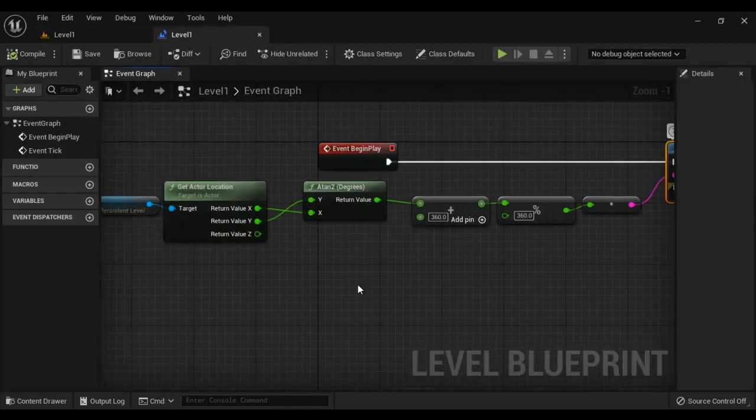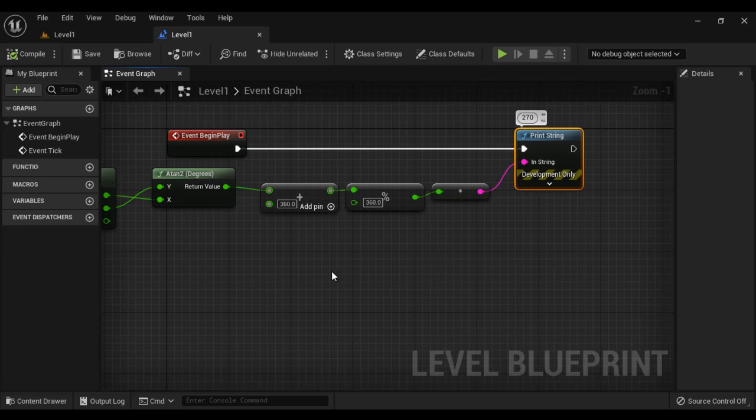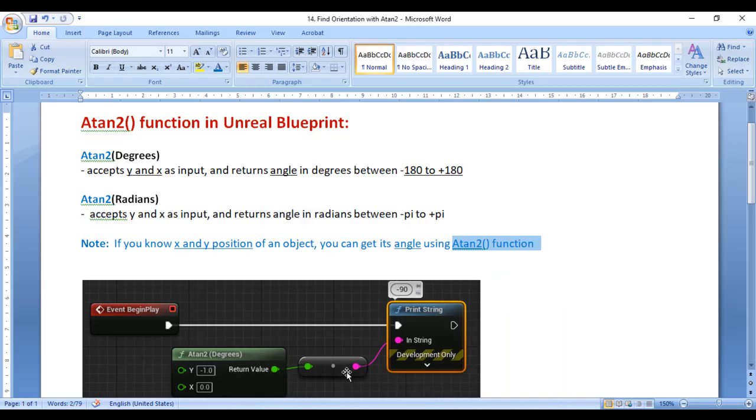Understanding? So if you know the x and y position of the actor, you can get its angle using the atan2 function, guys. I hope you guys have clearly understood how the atan2 function is used in Unreal Blueprint. In the upcoming video tutorials, we will see some game examples, how we use sine, cos and atan2 functions in games. For this video tutorial, this much is enough, guys.